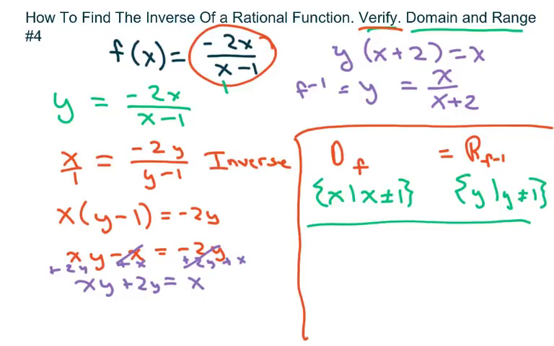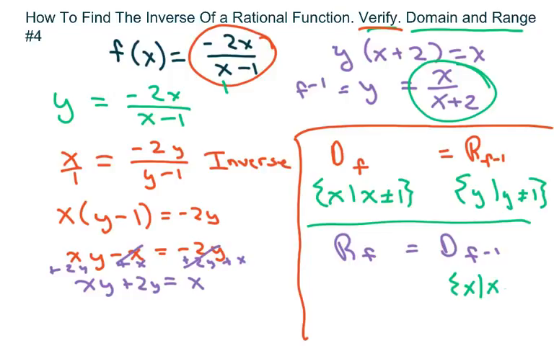And then my range of f equals my domain of f inverse. So here's your f inverse. That's all real numbers, but x cannot be negative 2. Therefore, my range is y, such that y cannot be negative 2. All right, and now we have to verify.